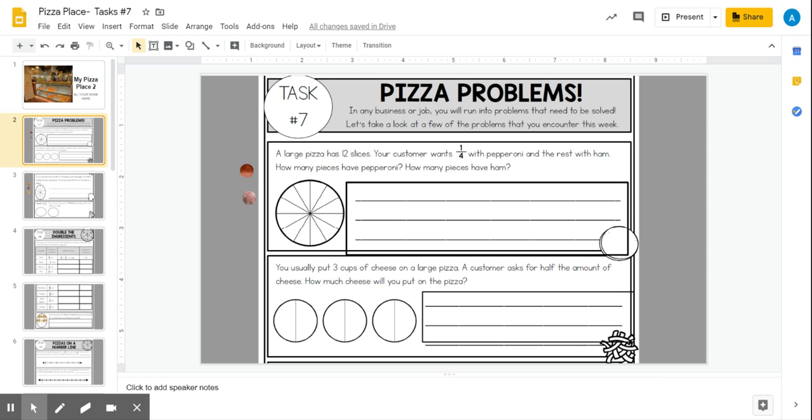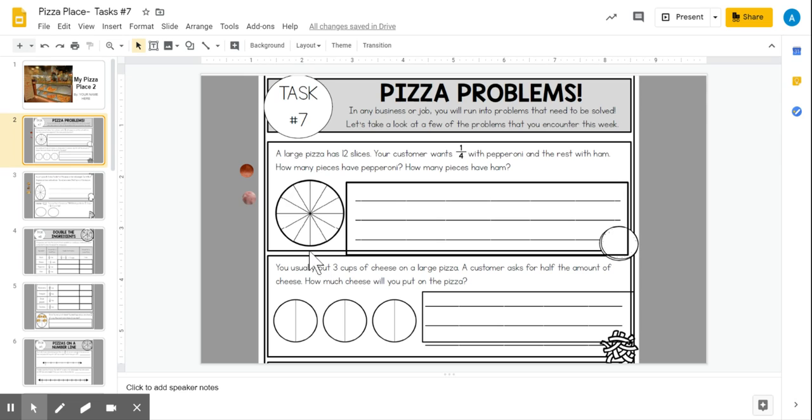It says pizza problems. In any business or job, you will run into problems that need to be solved. Let's take a look at a few of the problems that you encountered this week. A large pizza has 12 slices. Your customer wants 1/4 with pepperoni and the rest with ham. How many pieces have pepperoni and how many pieces have ham?